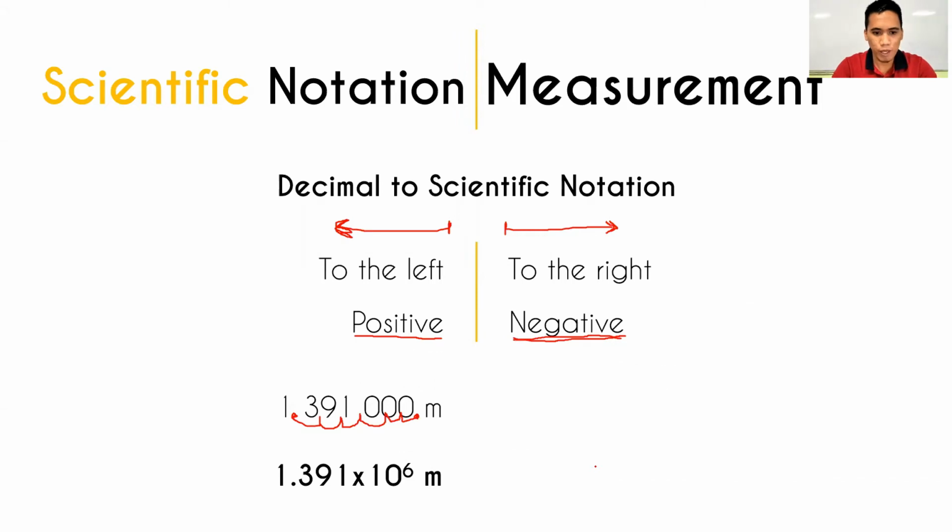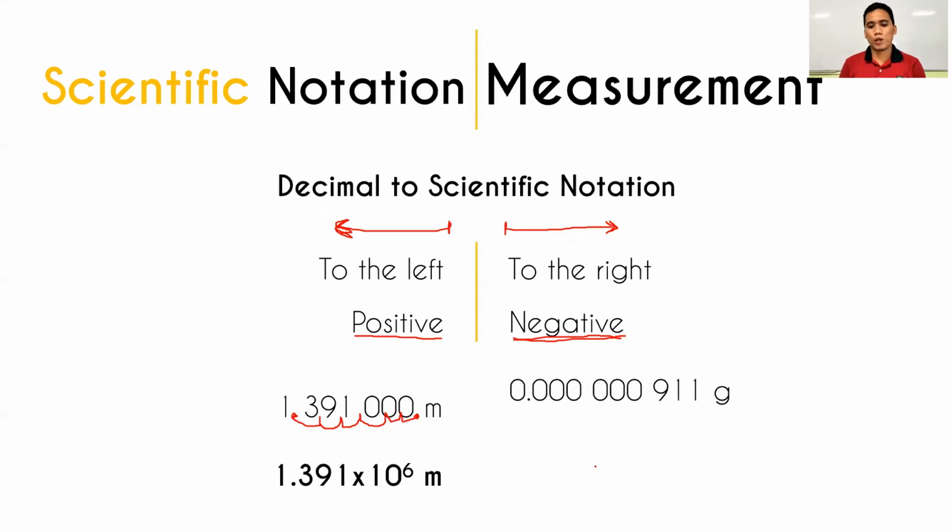Okay? So remember, if the movement is from right to the left, then it is positive. And if the movement is from left to the right, therefore it is negative. And the number of movements of your decimal point is also the exponent you will place at the 10th power. Okay, next example.